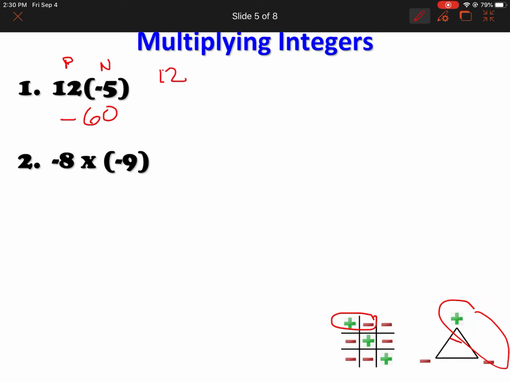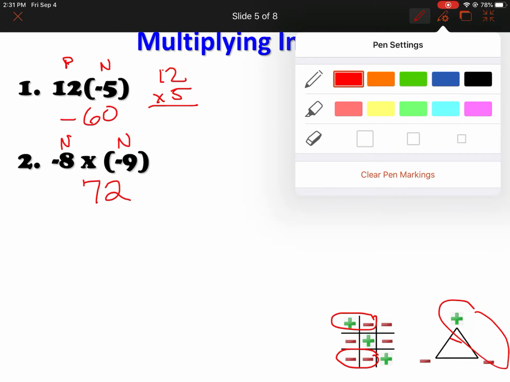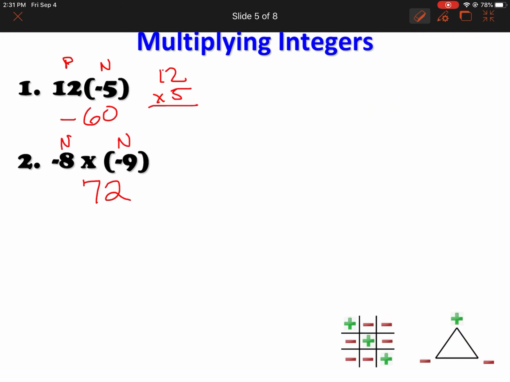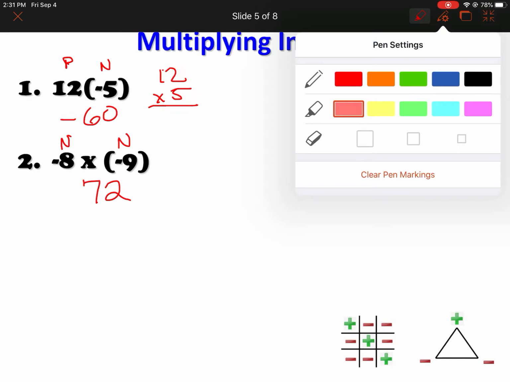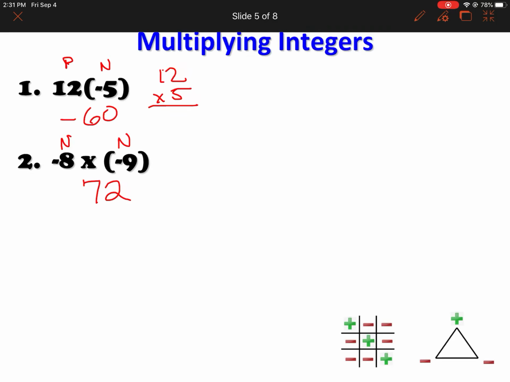If you need to multiply because you don't know your 12s, do it out on the side. You should know your 9 times 8. So 9 times 8, we now have a negative times a negative. So we're down here, which means the answer is going to be positive, which is positive 72. We could have also used our triangle, and we would have circled our negative and our negative, and that gives us a positive.